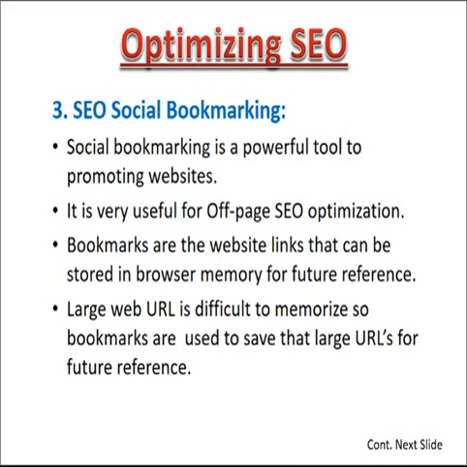You know that in off page SEO optimization, there are several links available, and in that link again multiple pages are available. Bookmarks are website links that can be stored in the browser memory for future reference. A large web URL is difficult to memorize, so bookmarks are used to save larger URLs for future reference. Whatever search we have done should be saved for future reference.